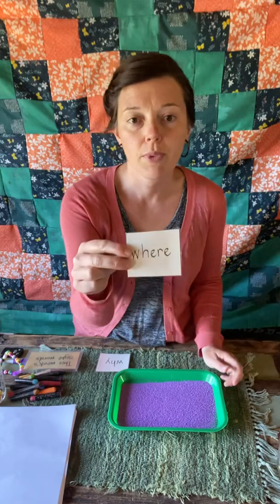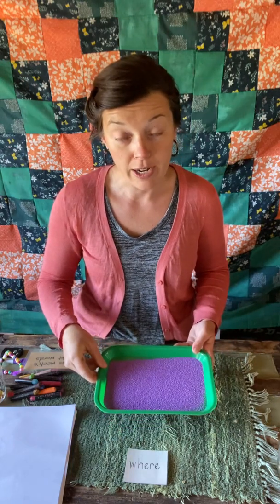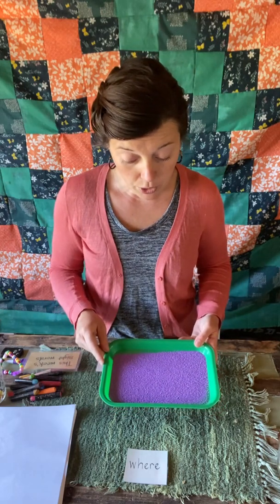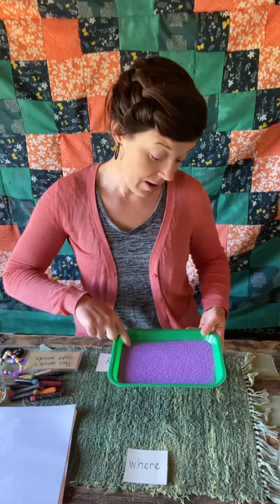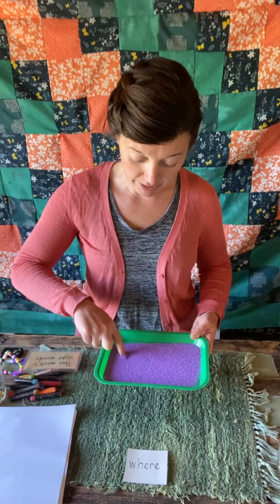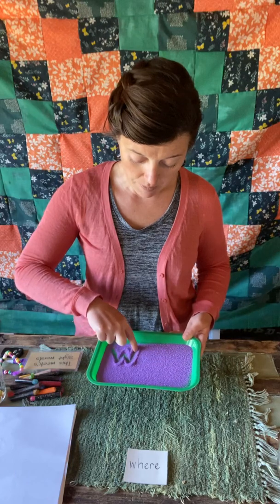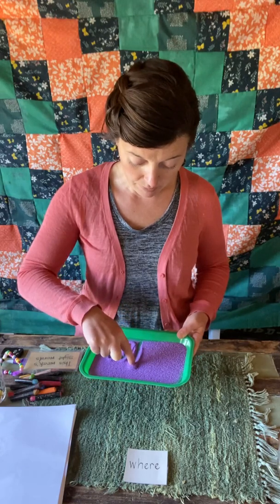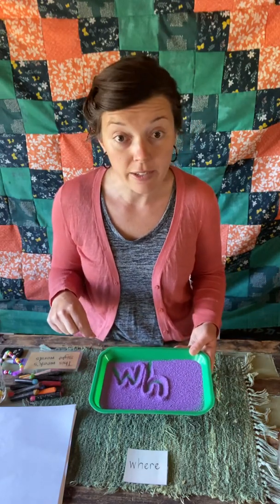So let's review. Where. In your sand tray, if you want to try using a pencil or a marker in your journal, you can do that too. The word where starts with a W, so I am starting at the top left corner of my tray, and I'm going to go down and make a diagonal line, up, down, up. W, H, top to bottom, up and over. This is going to be hard to fit, I can already tell.